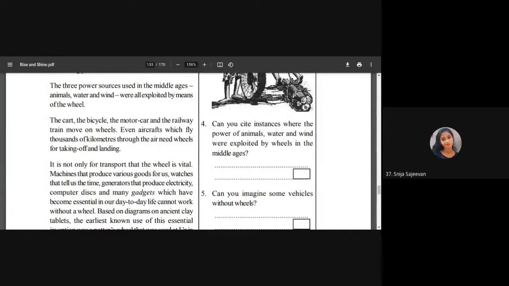The cart, the bicycle, the motor car, and the railway train move on wheels. Even aircraft which fly thousands of kilometers through the air need wheels for taking off and landing. It is not only for transport that the wheel is vital. Machines that produce various goods for us, watches that tell us the time, generators that produce electricity, computer disks, and many gadgets which have become essential in our day-to-day life cannot work without a wheel.